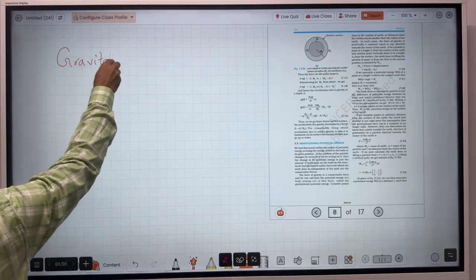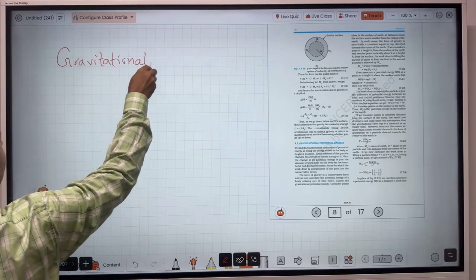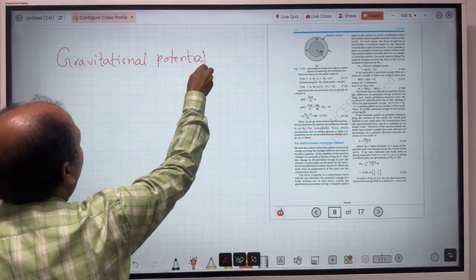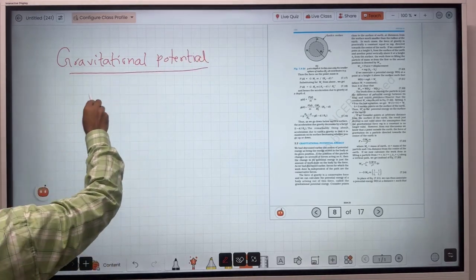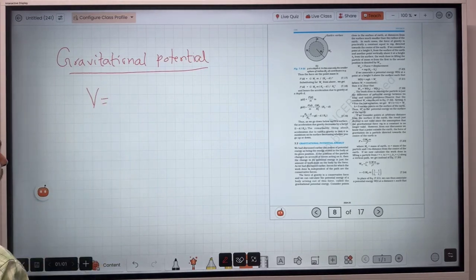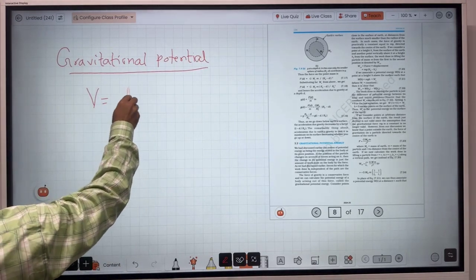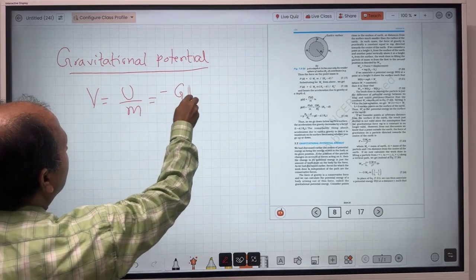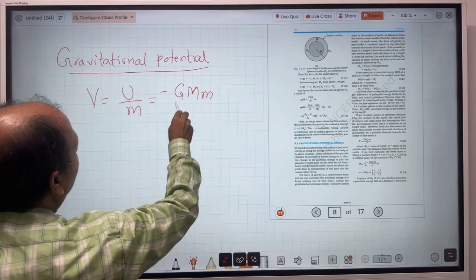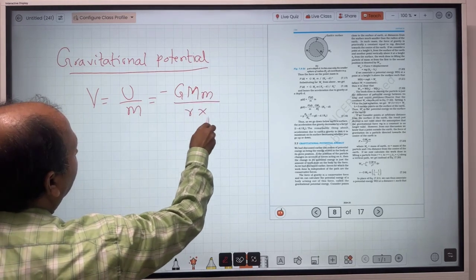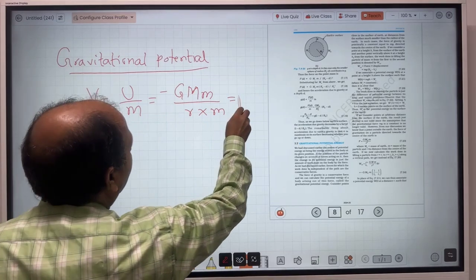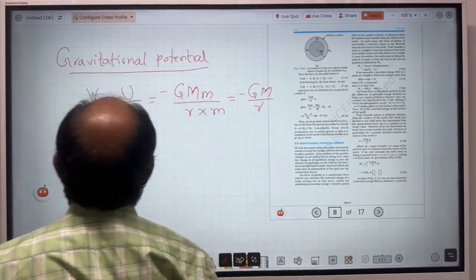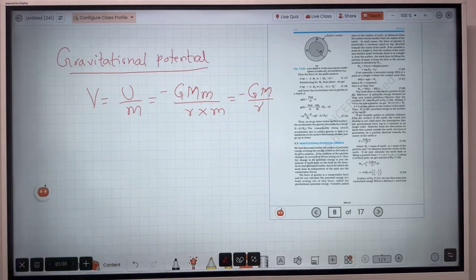Gravitational potential. It is denoted as V, and it is given by U divided by m. So U is minus GMm upon R, and dividing by m, we get minus GM divided by R. So this is gravitational potential.